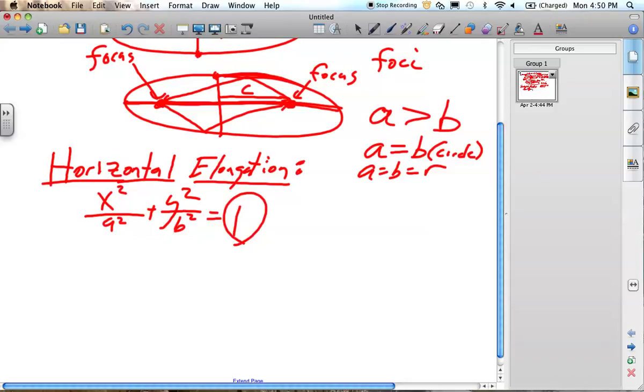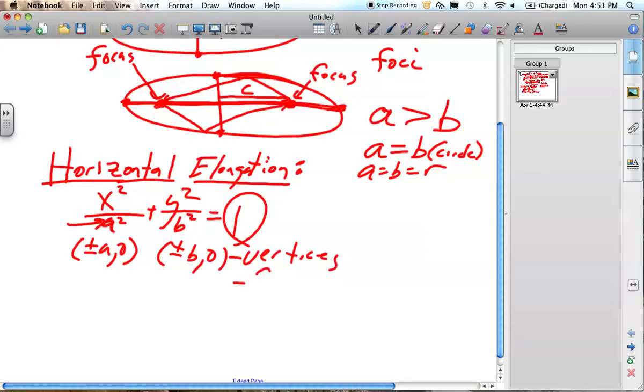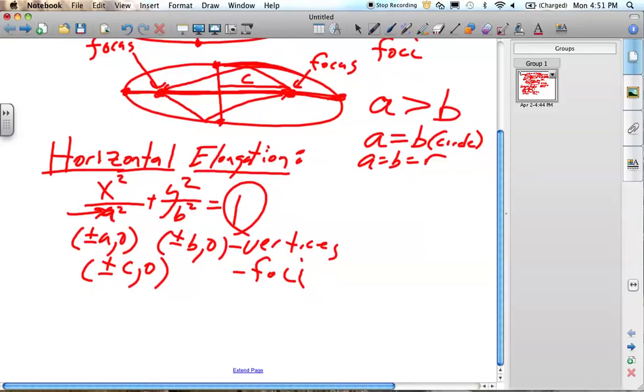A couple important things to know. These equal to 1. If it's horizontal, my bigger number is going to be under the x. And my vertices here are going to be at plus or minus a, 0, it can be reduced to plus or minus b, 0, these would be my vertices. My foci is at plus or minus c and 0. Okay, now c is related to A and B by the following equation.